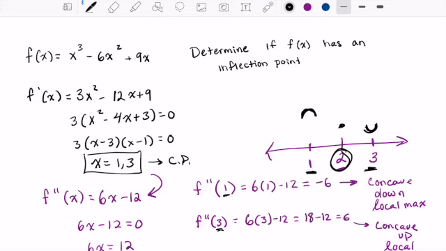Now, it worked out very easily for us because our critical points were on either side. But using these number lines to test is a great way to do that. All right, so that's it.